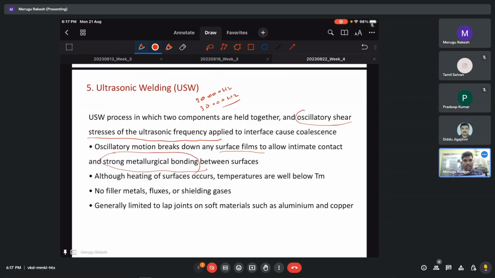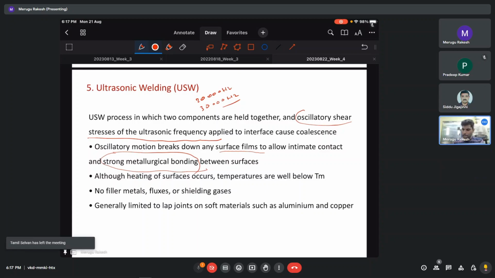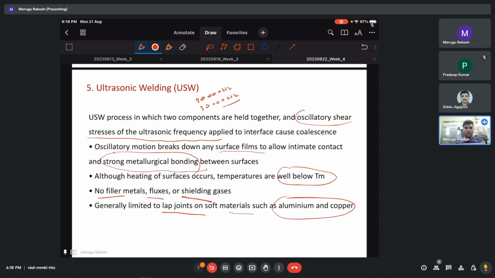This can also be used for joining dissimilar metals. The temperatures that develop are well below the melting point of the parent material. No fillers are used, no fluxes are used, no shielding gases are used. So no heat affected zone happens in ultrasonic welding. But it is generally limited to lap joints and soft materials such as aluminum and copper. And there is also a geometric constraint. We cannot use this method everywhere. We can use this only for lap joints.